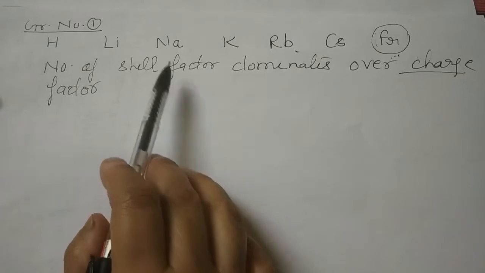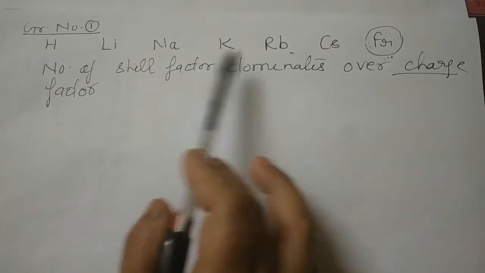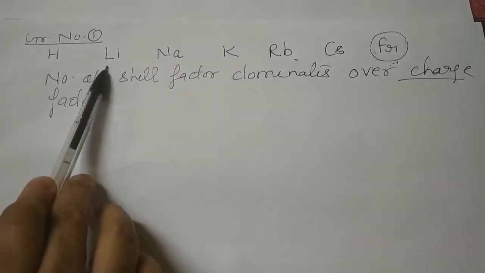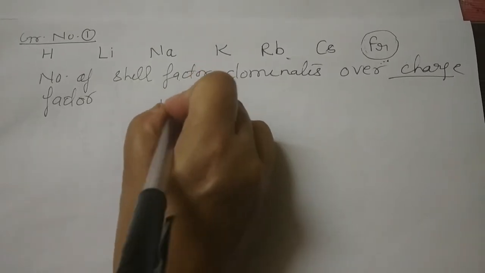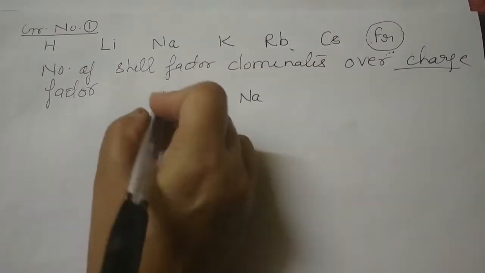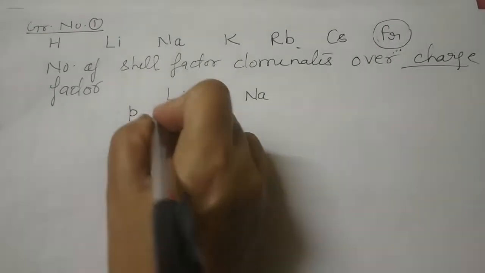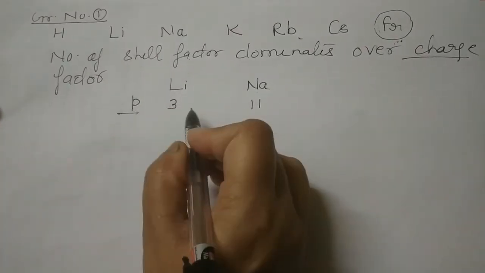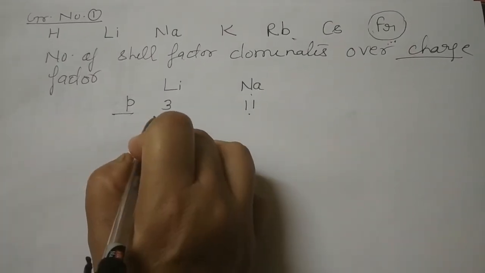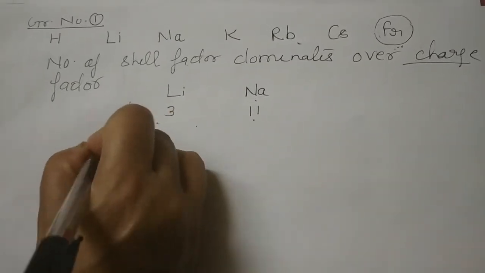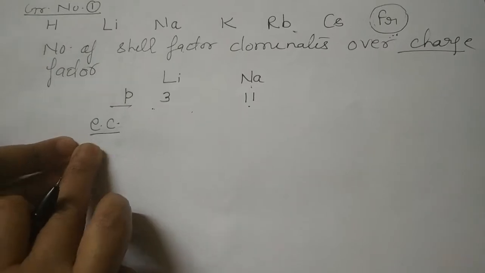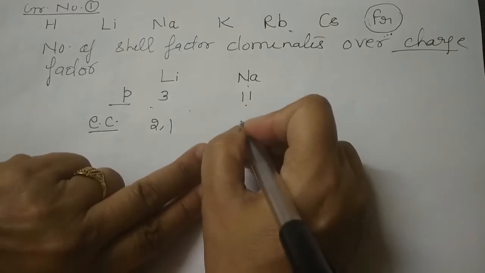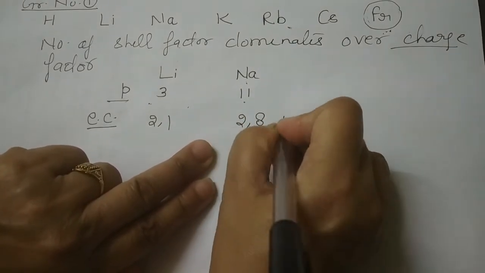Why does it happen? Actually, size we mainly consider with the shell number. Between two shells, there is space. Moreover, say from lithium to sodium. Lithium has the number of protons 3. Sodium has 11. So that means sodium has a greater nuclear charge than lithium. And if we consider the number of shells, which we can see with the help of electronic configuration, it is 2, 1 in the case of lithium. In the case of sodium, we have 2, 8, 1.